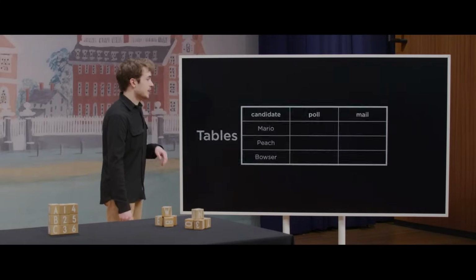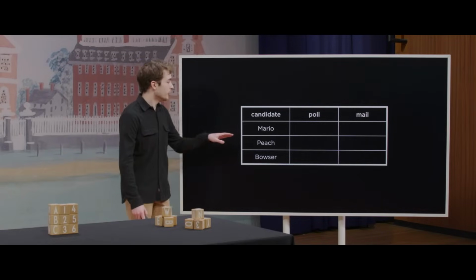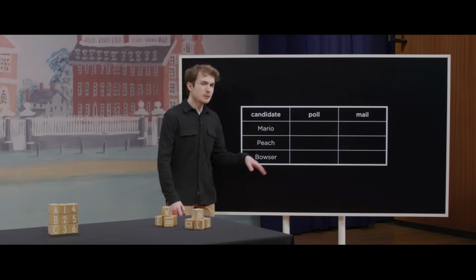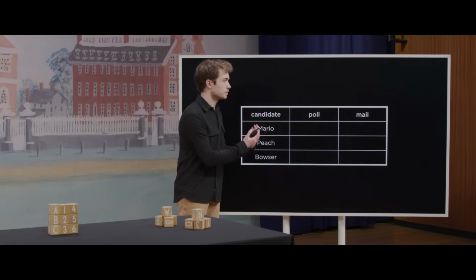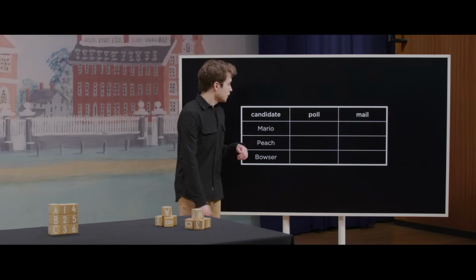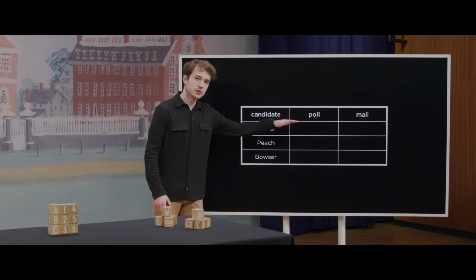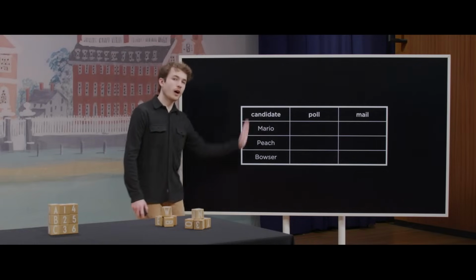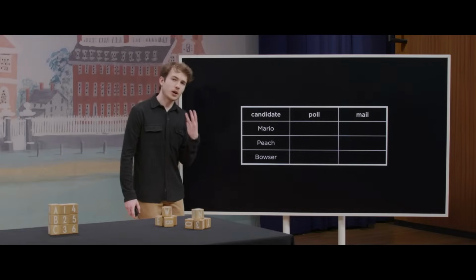And here is an example table. I'm trying to represent here candidates like Mario, Peach, and Bowser, and the number of votes they received at the poll, so this is an actual physical polling location, and via mail, from mail-in ballots, let's say. So notice how this table has both rows, this kind of horizontal orientation, and columns, this vertical orientation. In particular, there are 3 columns with names.